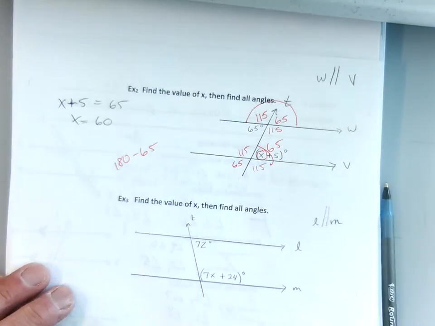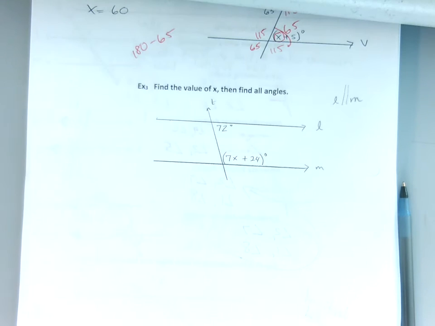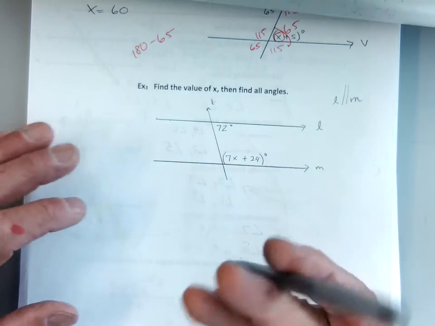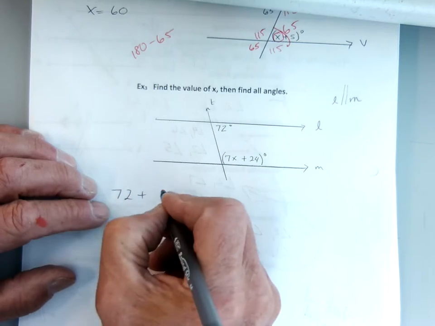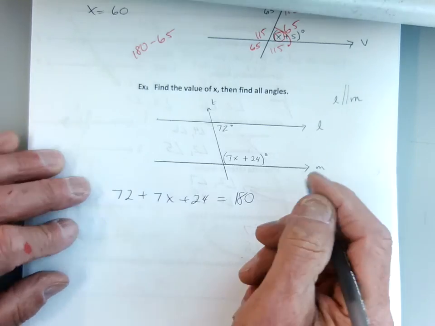Okay. Now don't get tricked. These two angles are not equal. Do they look equal? No. This one's skinny and this one's big, right? They're not equal. But they are supplementary. What does that mean? They both equal 180. So let's do that. Good. Nice job. So we're going to go 72 plus 7x plus 24 equals 180, right?